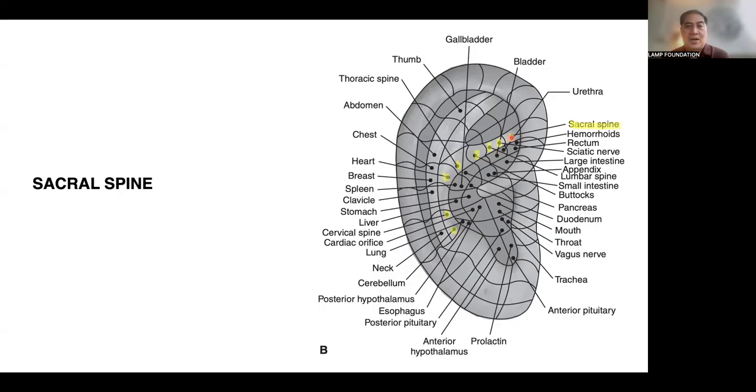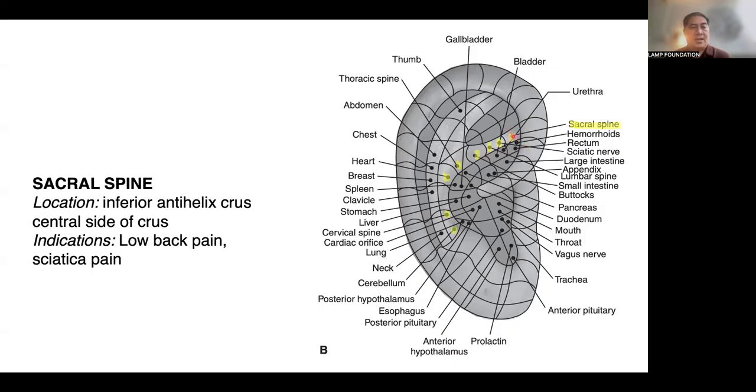Okay, sacral spine. Alam naman natin, this is a fusion of 5 bones. So you have 4 sacral foramina, di ba? So this is located on the inferior antihelix crus at the central side of the crus. Central. This one. Central. Nasa gitna.